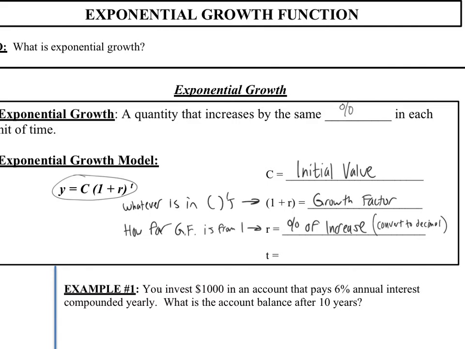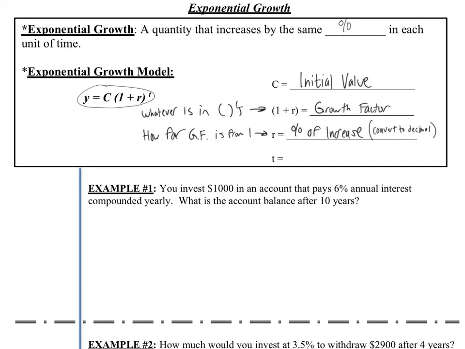All right, so let's get right into it now. We have a word problem here. It says you invest $1,000 in an account that pays 6% annual interest compounded yearly. What is the account balance after 10 years? Okay, so C is our initial value. What's our starting amount? Can you find the starting amount in this problem? Hopefully you said it's 1,000.